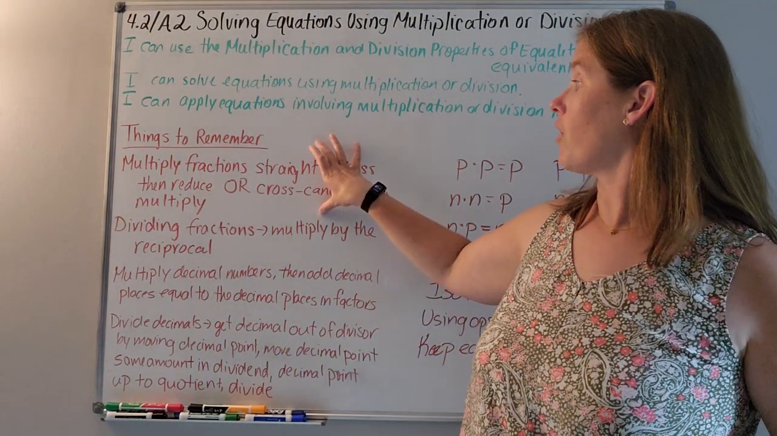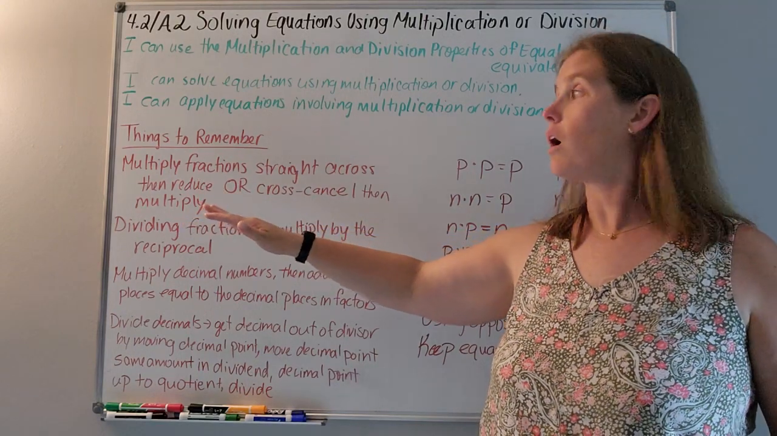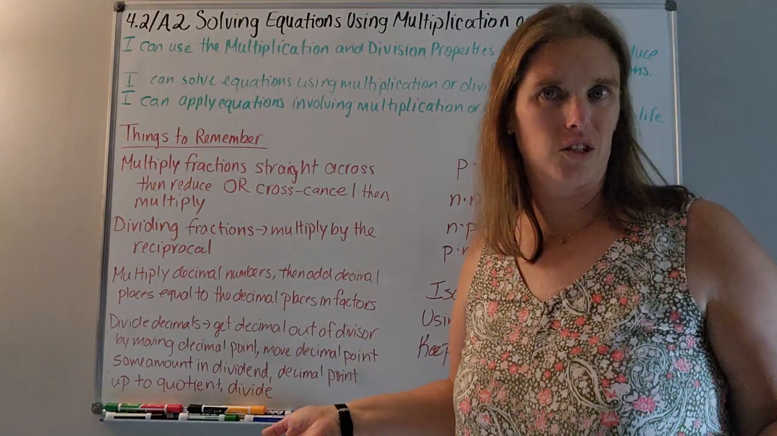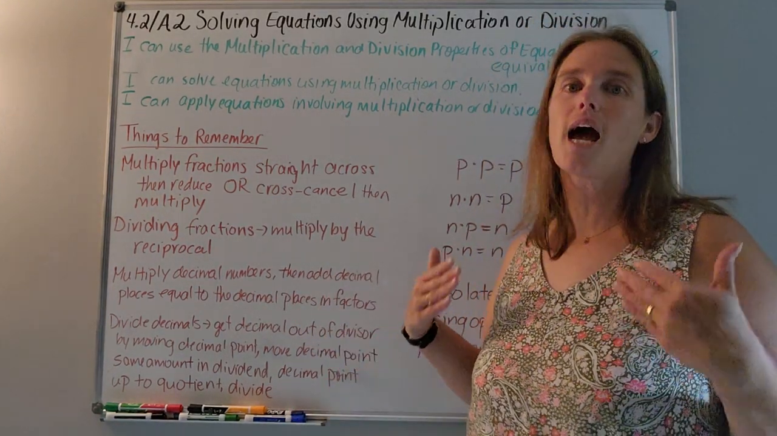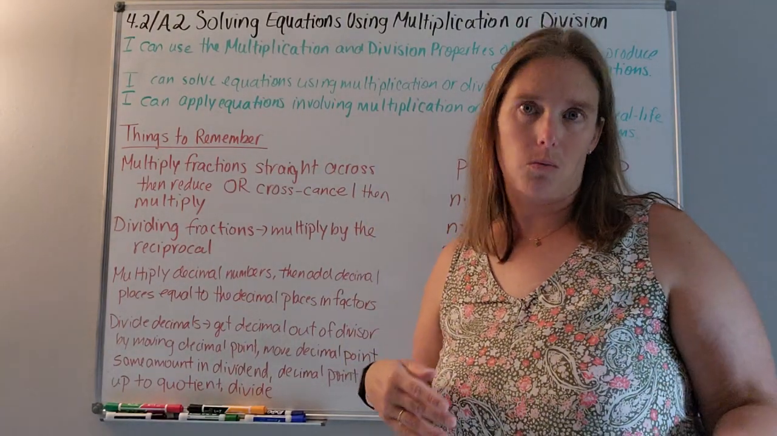So if you're multiplying fractions, remember you multiply straight across and reduce, or cross cancel, then multiply. And of course you always want to double check if you need to reduce, okay? That's just kind of standard now. When you work with fractions, always check to see if you need to reduce.